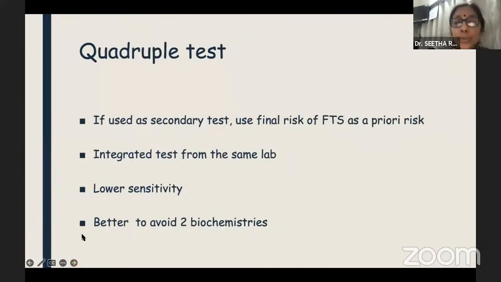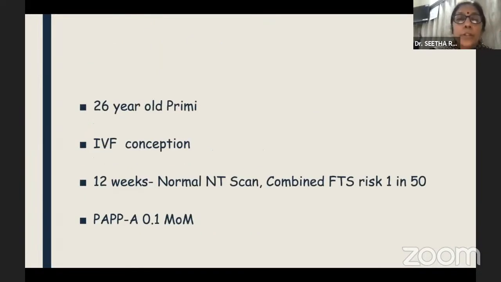If you use the quadruple test, they also have these markers, but it is important to know that if you're using it as a secondary test, never use it if the patient has already had a first trimester screening. Please do not do a quadruple test just for the sake of it. If you're doing it, use it as an integrated test where you use the first trimester screening and do the quadruple test from the same lab and then give them a combined result. There is no point in doing two separate tests, first trimester and second trimester quadruple, and then interpreting them differently, because one might come positive, one might come negative, and you can't ignore the one that is positive. And again, it is going to give you a false positive here.